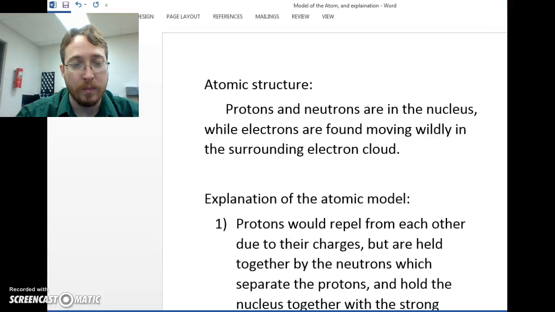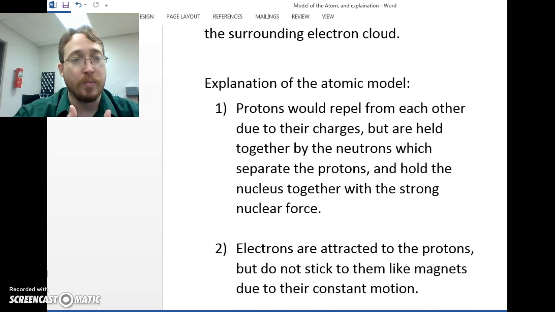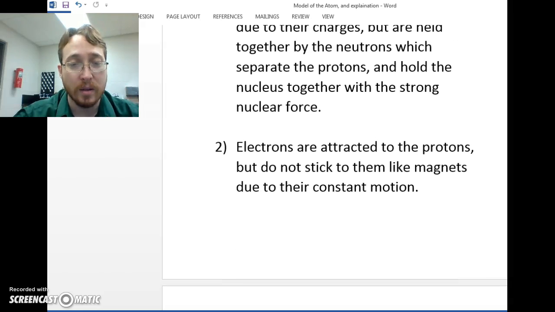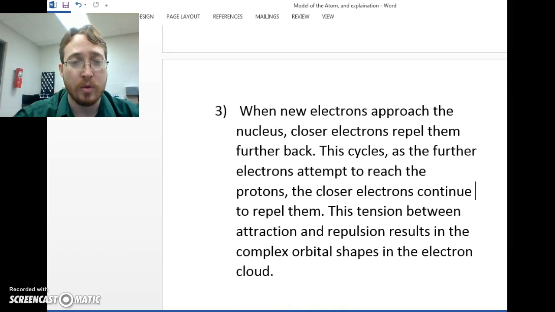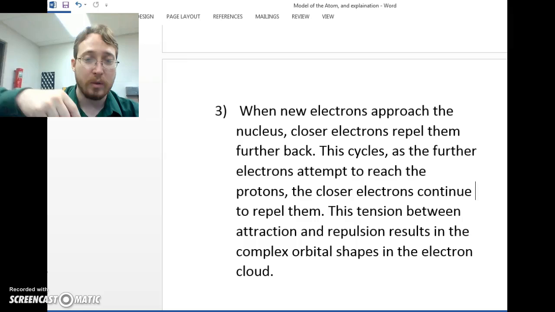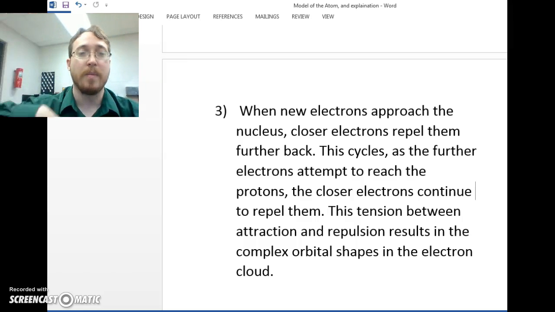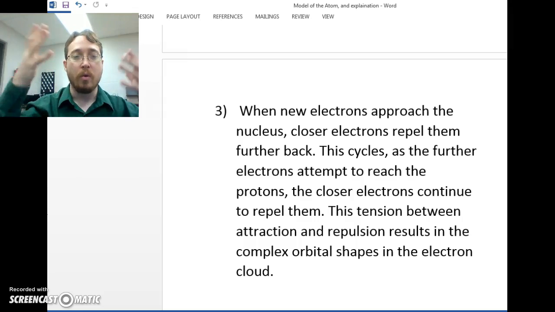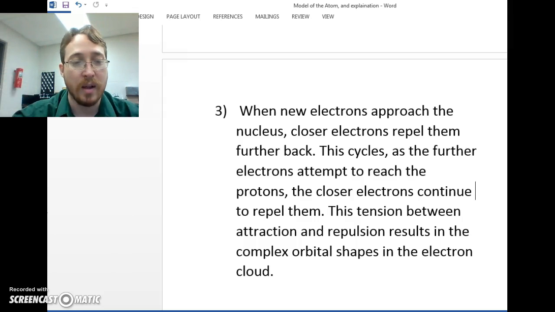So let's review. Protons and neutrons are in the nucleus, while electrons are found moving wildly in the surrounding electron cloud. To explain this, protons would repel from each other due to their charges, but are held together by neutrons, which separate the protons and hold the nucleus together with a strong nuclear force. Electrons are attracted to the protons, but do not stick to them like magnets due to their constant motion. When new electrons approach the nucleus, closer electrons repel them further back. This cycles and repeats, so the further electrons attempt to reach the proton, the closer electrons continue to repel them, and the tension between the attraction and the repulsion results in the complex orbital shapes in the electron cloud.